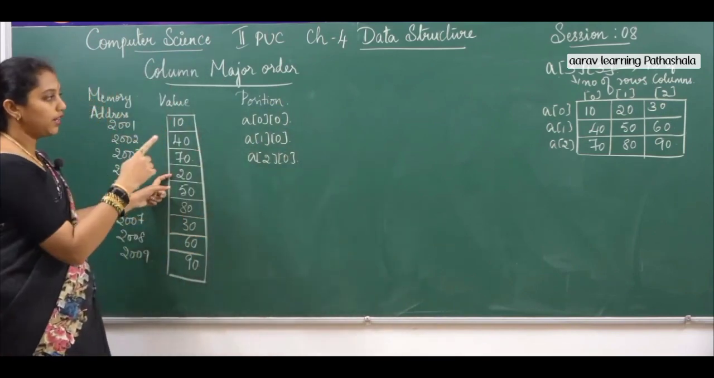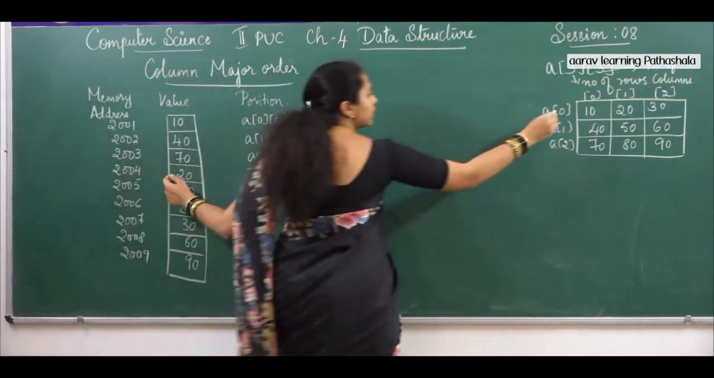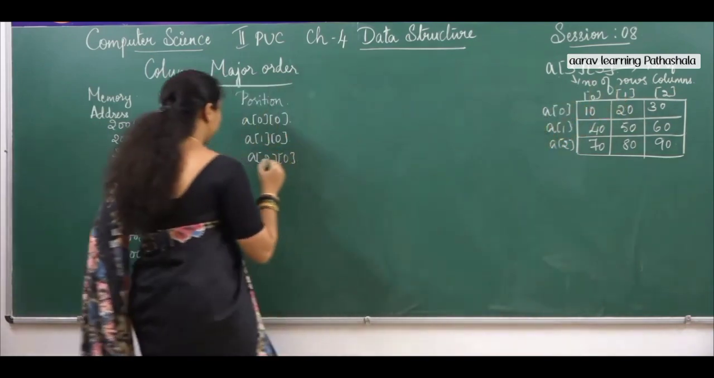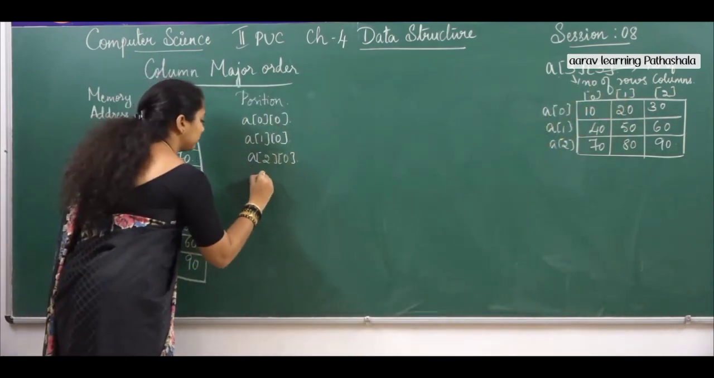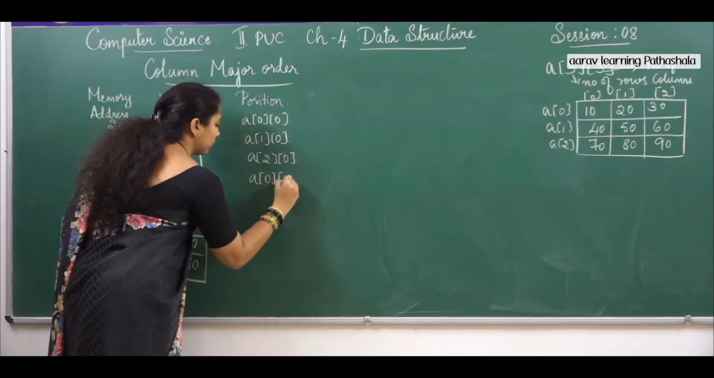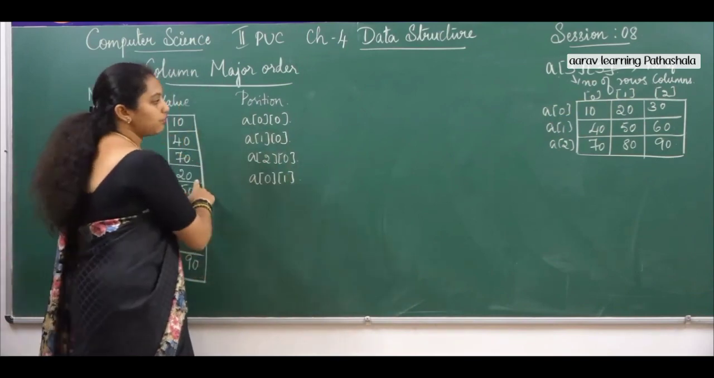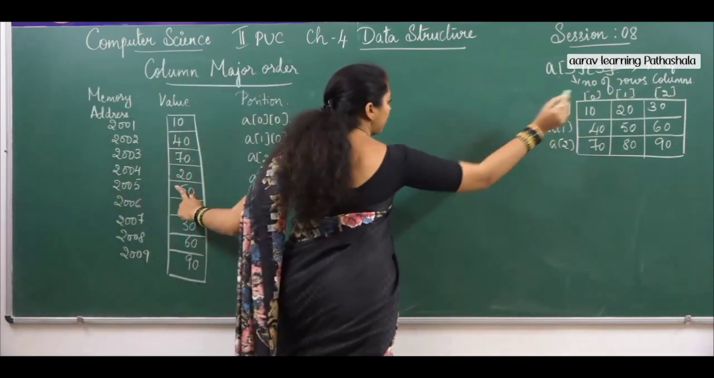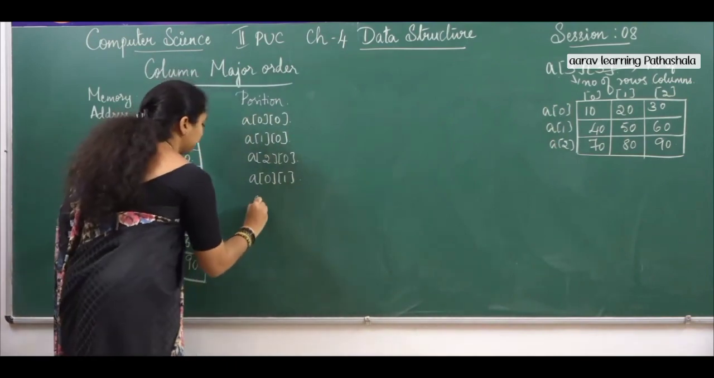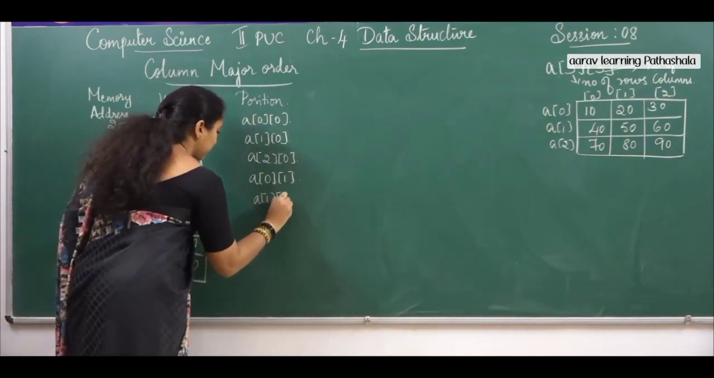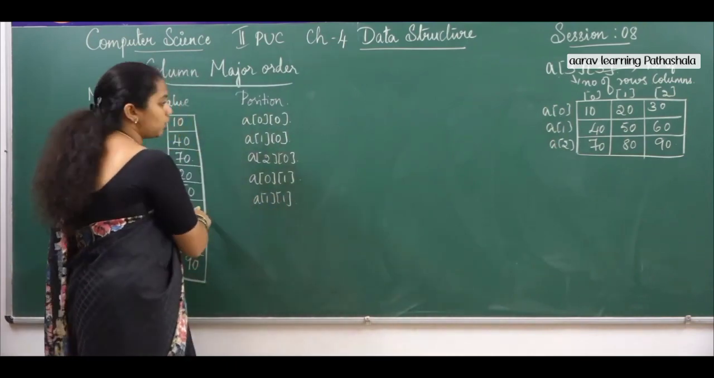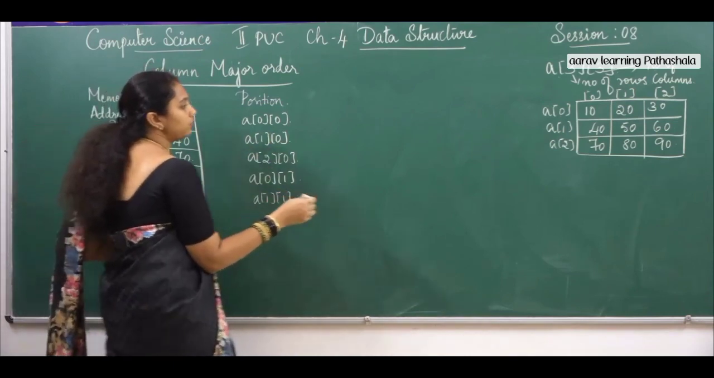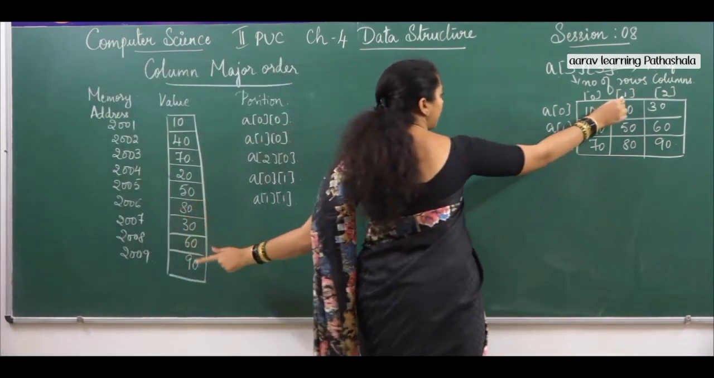The position of 20 is A of 0, 1. The position of 50 is A of 1, 1. The position of 80 is A of 2, 1.